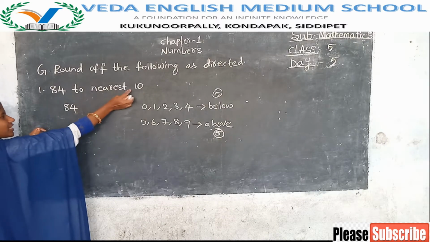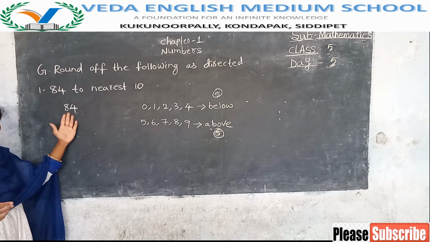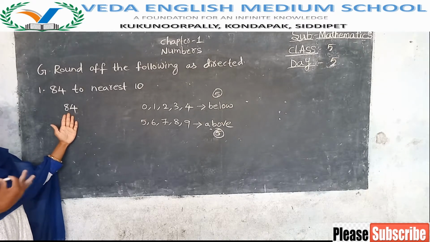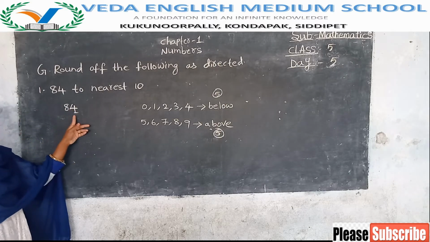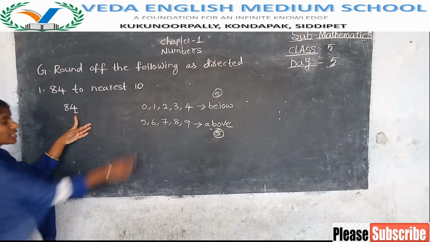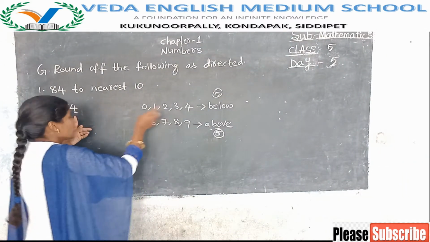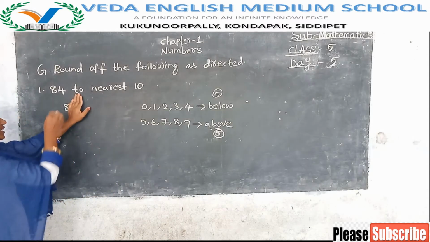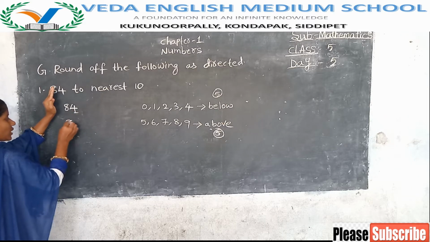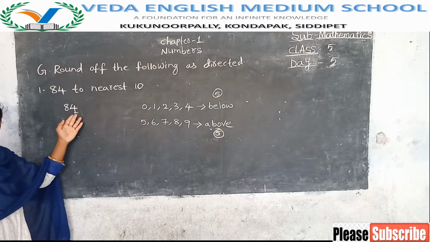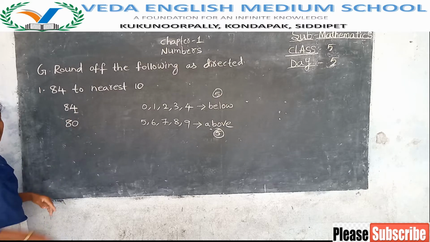Now they are asking for the nearest tens of 84. That means we have to find whether 84 is nearest to 80 or 90. How to find that? First of all, come to the ones place. We have 4. Is 4 below 5 or above 5? Below 5. If the number is below 5, then you write the tens place number as it is, and in the ones place you write 0. So 84 is nearest to 80. Like this you have to find.